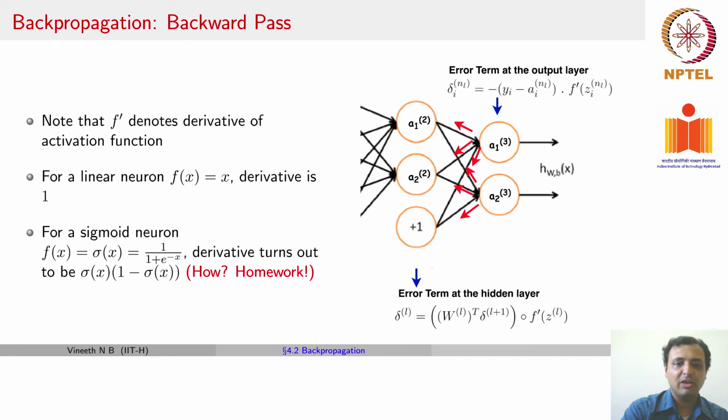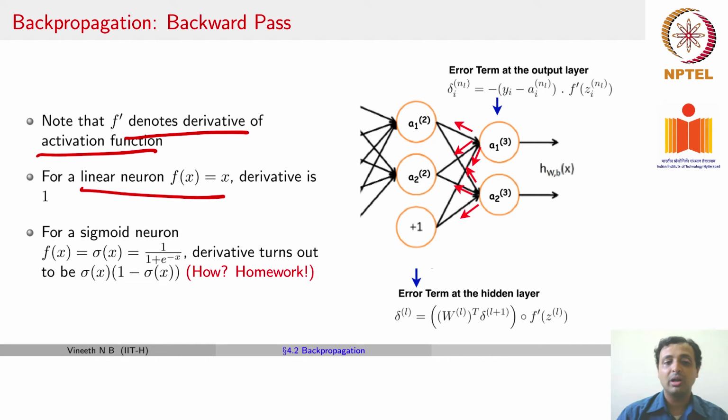As we just mentioned, f prime denotes the derivative of the activation function. For a linear neuron, f of x is equal to x. The derivative is 1, so simply that term won't matter for the rest of the computations. But for a sigmoid neuron, f of x is equal to sigma of x, which is 1 by 1 plus e power minus x. The derivative turns out to be sigma of x into 1 minus sigma of x itself. I suppose you already know it. For those of you who did assignment 0 in this course, you should have seen it. But you can also work it out as homework.